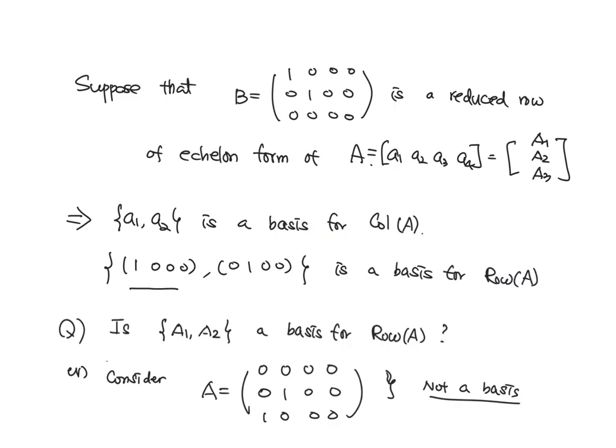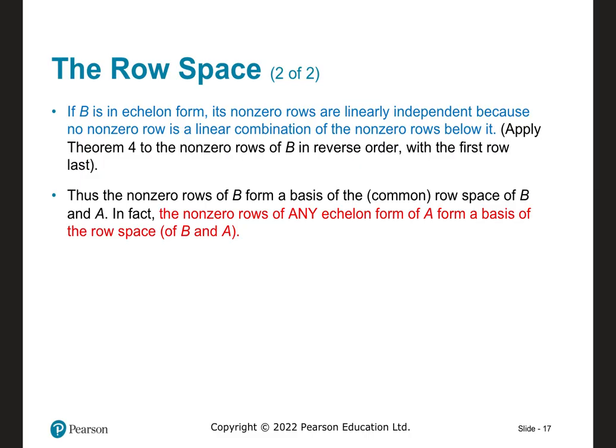So please be careful. So if B is in echelon form, the non-zero rows are linearly independent, and they will form a basis of the row space of B. Okay? And you must stay in B matrix and choose non-zero rows there, okay? And you do not want to go back to A matrix.